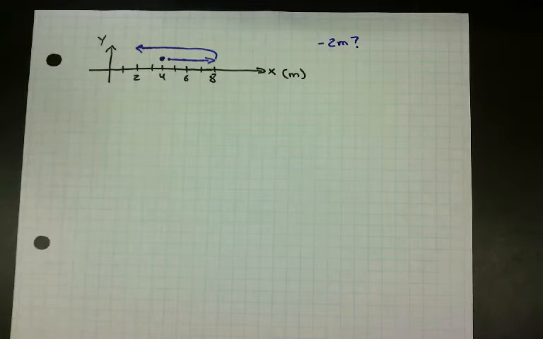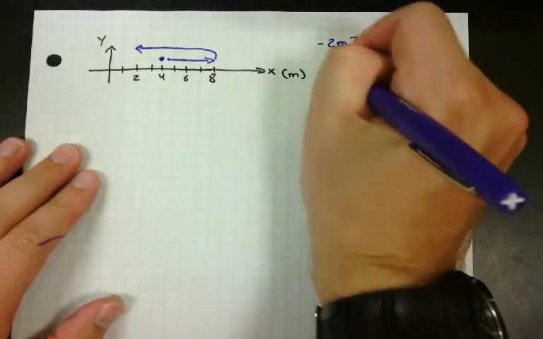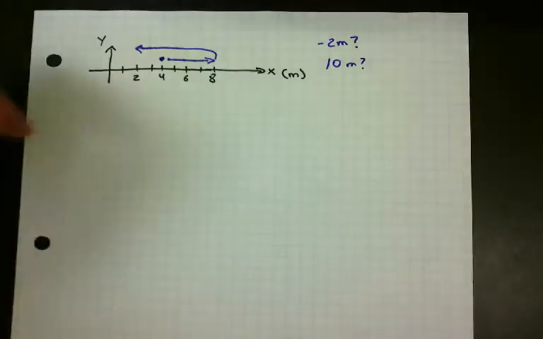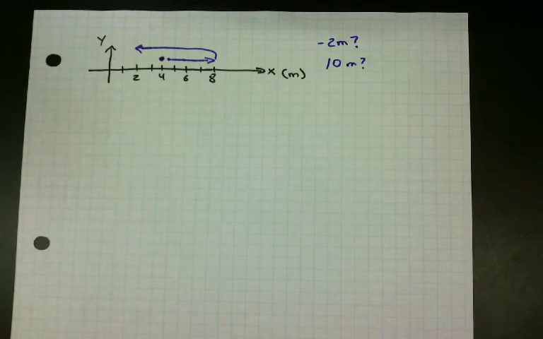Yep. 10 meters. How'd you get that? 4 meters forward and 6 meters back. So you add it all together, and you might have gotten 10 meters. I think those are both valid answers to the question, how far did I walk?